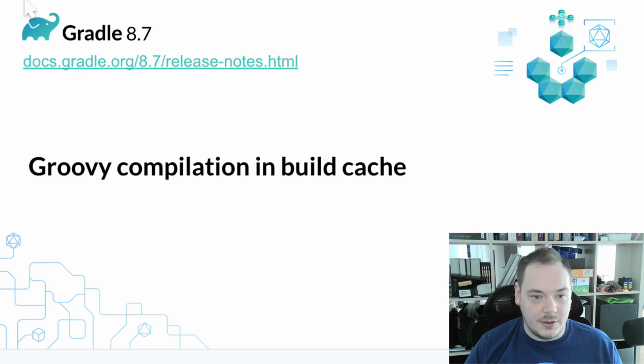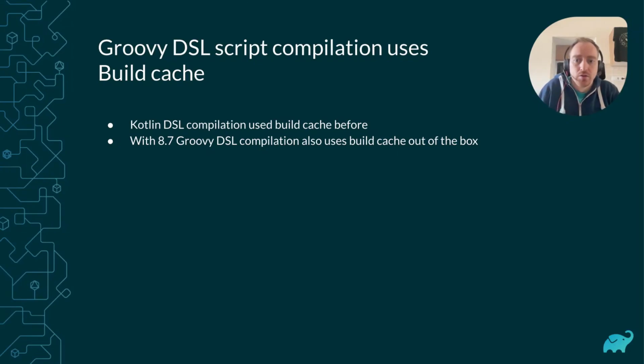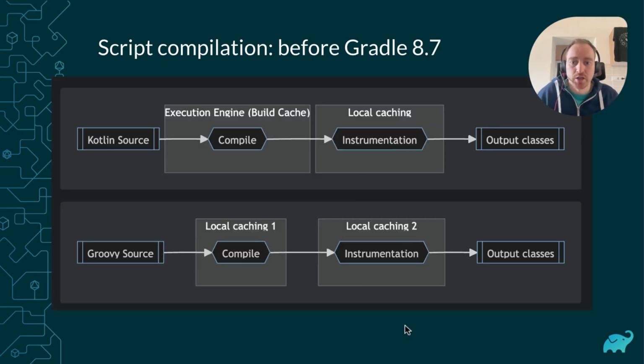The next item for us is support for Groovy script compilation in the build cache. So Groovy DSL script compilation now uses build cache. Kotlin DSL compilation used build cache already before, and with Gradle 8.7 also Groovy DSL compilation got support for it. So what did we actually change? Here we can see pipelines for Kotlin and Groovy compilation, and the main steps are the compilation and instrumentation steps. As you can see, Groovy is using some local caching. That's custom caching just used for Groovy, and it's different from what Kotlin uses.